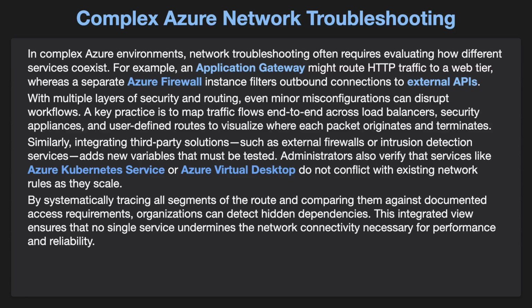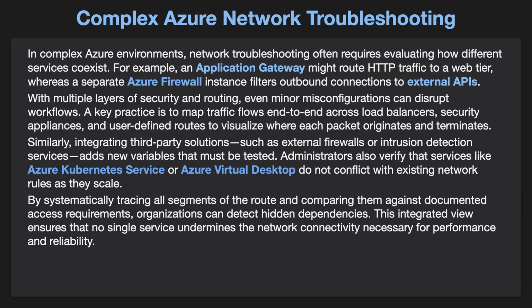In complex Azure environments, network troubleshooting often requires evaluating how different services coexist. For example, an application gateway might route HTTP traffic to a web tier, whereas a separate Azure firewall instance filters outbound connections to external APIs. With multiple layers of security and routing, even minor misconfigurations can disrupt workflows.